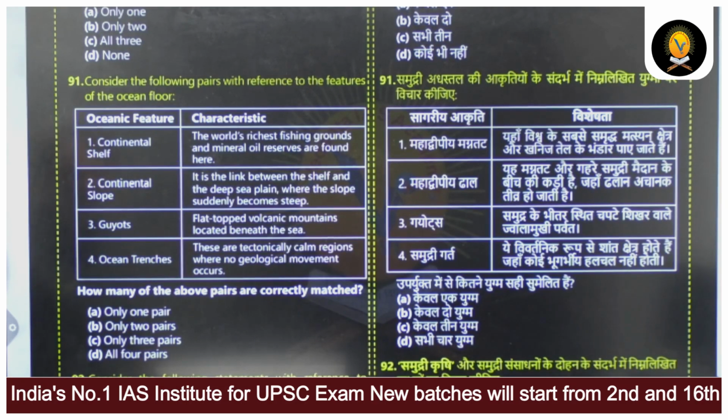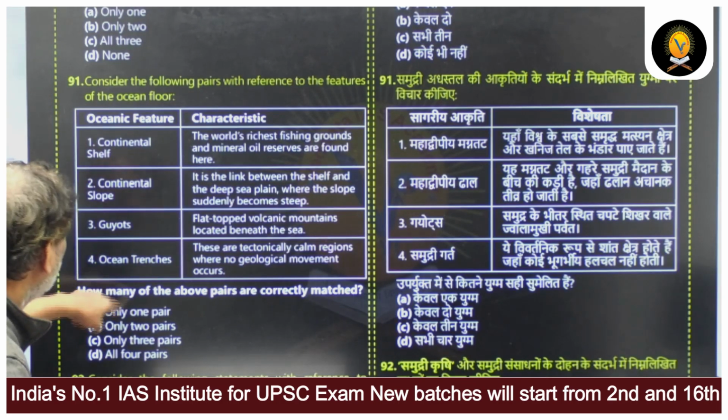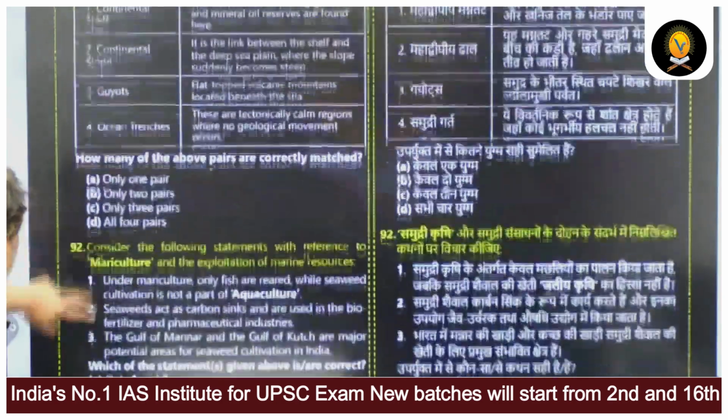So, only ocean trenches are... yes, all 4 are correct, 91. All 4 are correct, 91. 4 is not ocean trenches, they are technically calm regions, no. Only 3 pairs are correct.